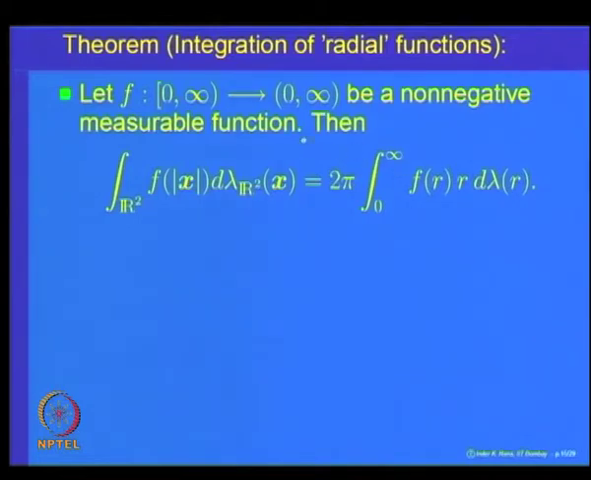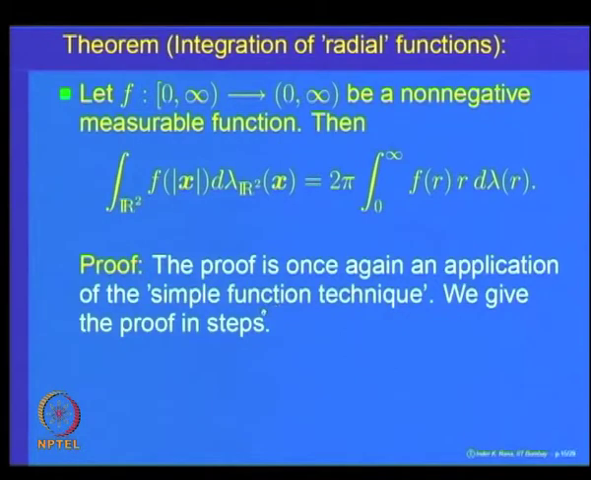What is the meaning of a non-negative radial function? I should have said here that it is a radial function. That means it depends only on the absolute value of the vector. So, f composed with the magnitude is a radial function. The value of this composite function depends only upon the magnitude of the vector and not on the position of the vector. To prove such a result, the proof is a typical application of the simple function technique.